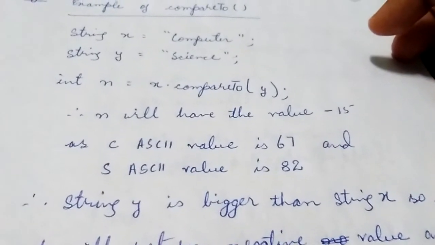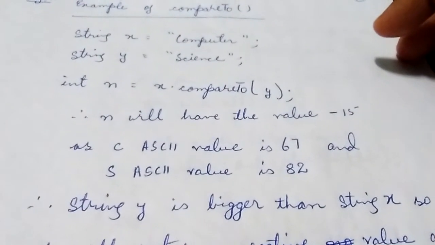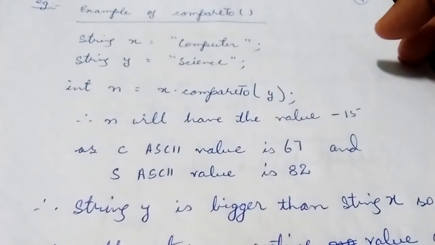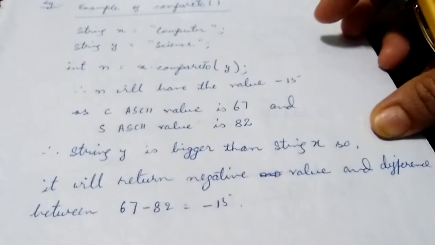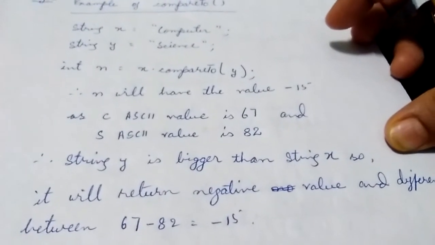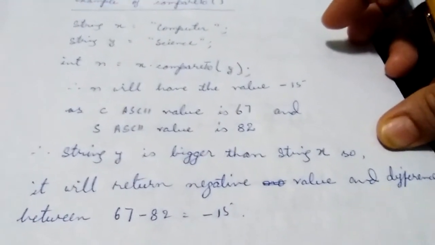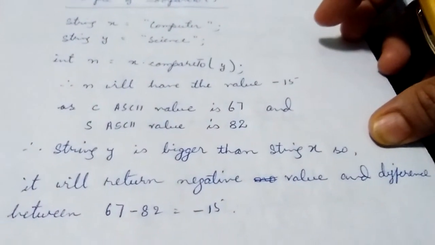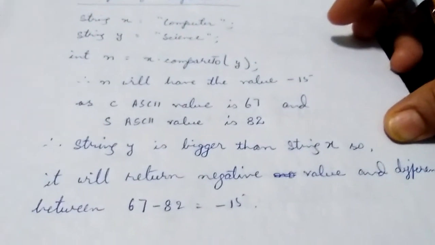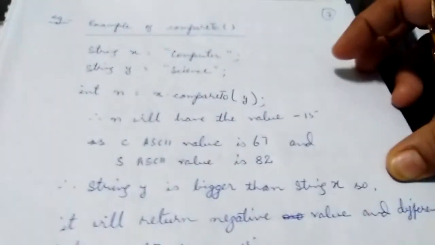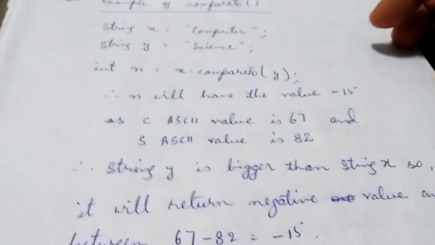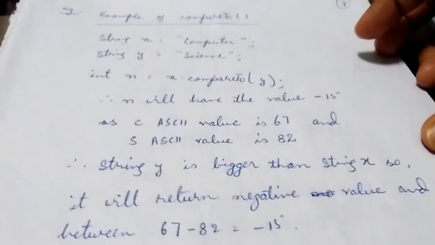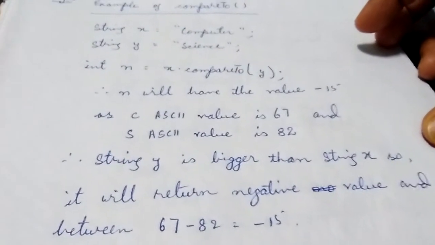My first string is computer and the second string is science. So y is bigger than x. It means the second string is bigger than the first string. So it will return a negative value, and the difference between 67 and 82 is minus 15. That's why it will return minus 15. Such types of questions will come in your exam to find out the compareTo values.